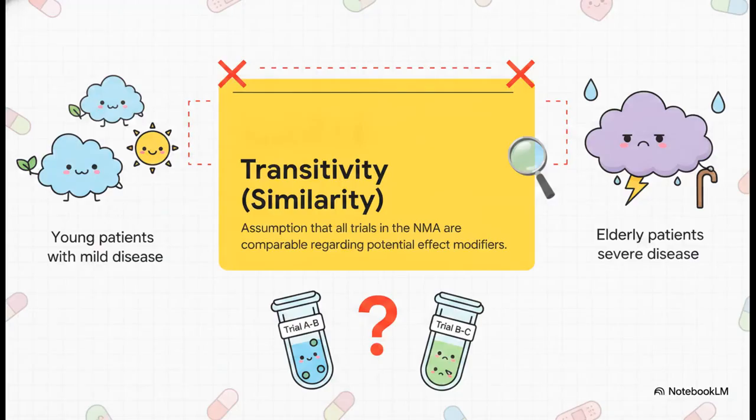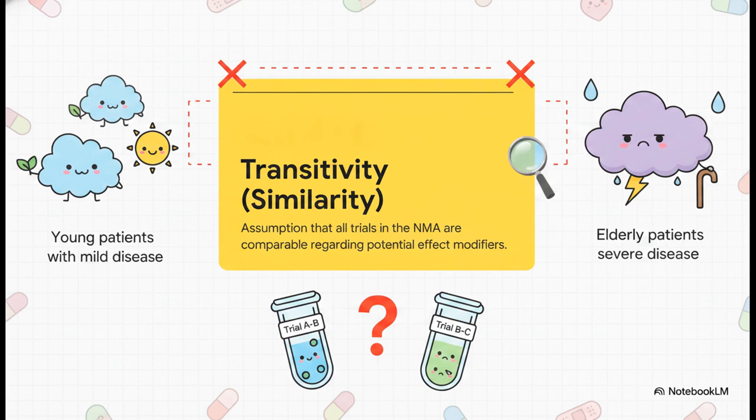Listen closely here, because this is where many analyses fail. Transitivity, sometimes called similarity, is the assumption that effect modifiers are evenly distributed across all your comparisons. It means there's an equal probability that any patient in your entire network could have theoretically received any of the included interventions. The terrifying thing about transitivity is that it cannot be mathematically proven.